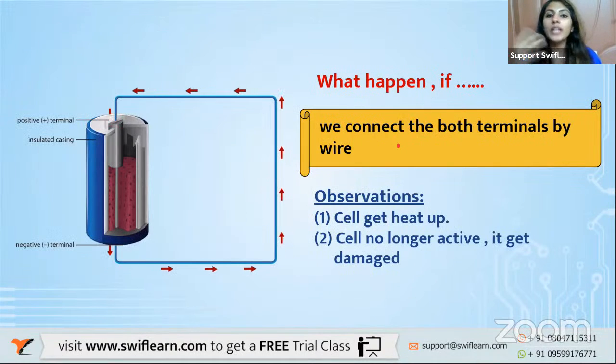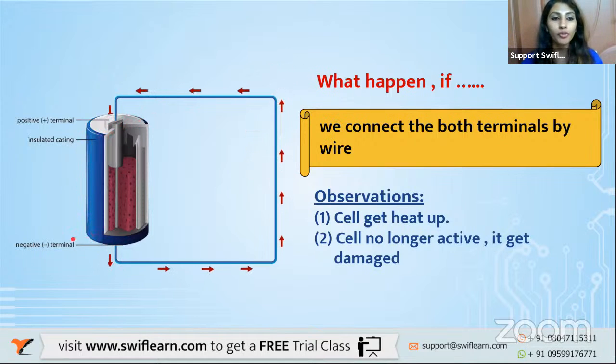So what happens if we connect both terminals by a wire? What will happen? What are the observations? The cell will get heated up and then the cell will no longer be active. It will get damaged. So we should never connect both terminals by a wire.